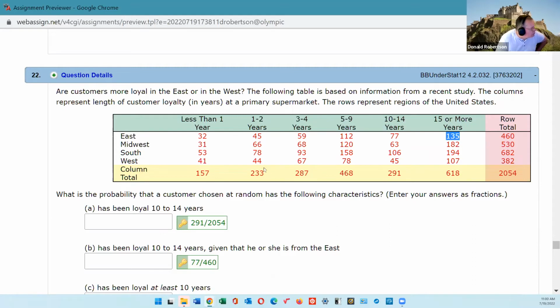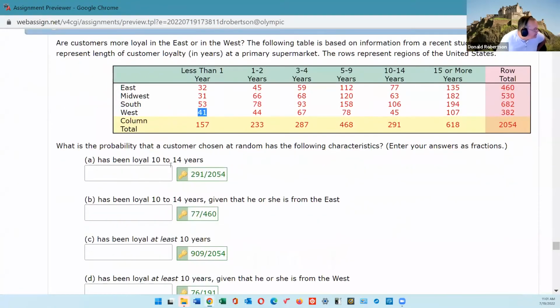And on the other hand, if you looked at the West, there's 382 people that they got data on, and 41 of them were less than 1 year. So that particular store wasn't their typical go-to one. Now, here are the probabilities. Let's see where they come from.